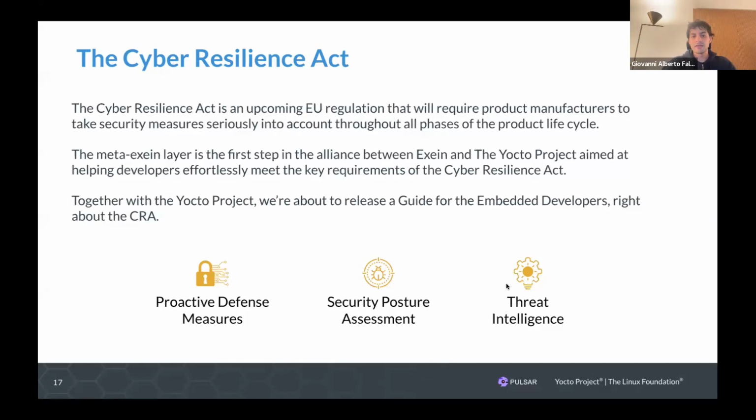Meta-hexane is the very first step towards this path, but there sure will be many more solutions, entirely open source for the community, that we're going to be able to release over the coming months. And also we are about to release a joint white paper with the Yocto project, I think sometime next week or anytime soon anyway. And that is exactly a guide for the embedded developer about the CRA. So definitely worth checking that out.